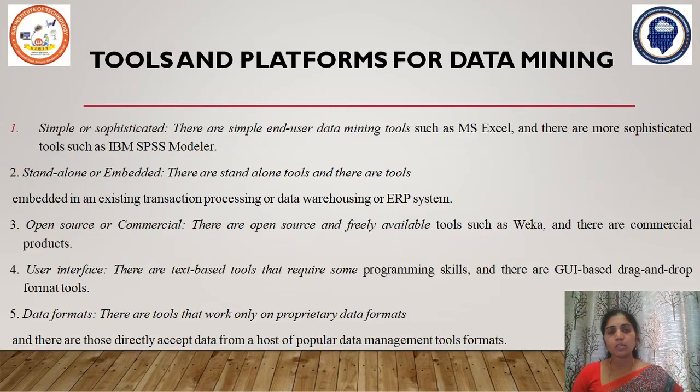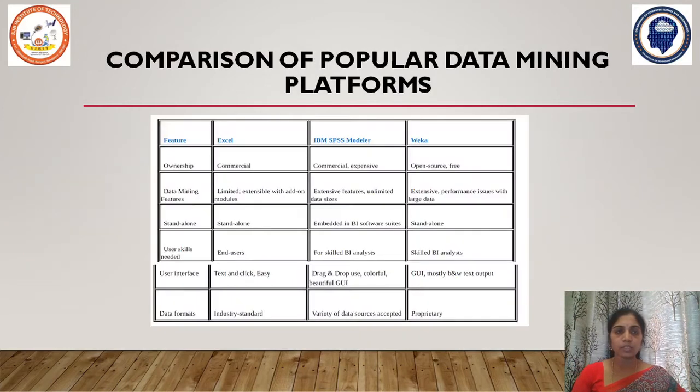So here we have comparisons of different platforms with respect to features like ownership, data mining features, standalone or embedded, user skills needed, then user interface and data formats. Based on this, we have the comparisons. You can look at the slide, where we have Excel, IBM SPSS Modeler, and Weka. When you consider the ownership, Excel has commercial ownership. IBM SPSS is commercial as well as expensive. Weka is an open source, free tool.